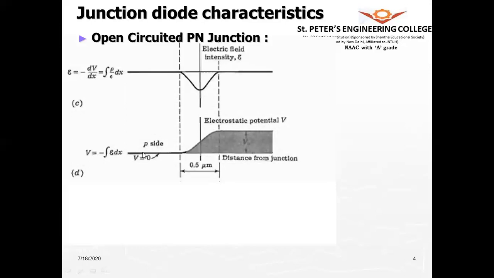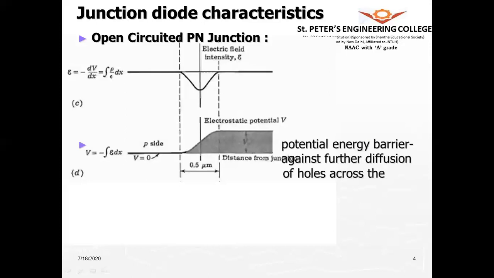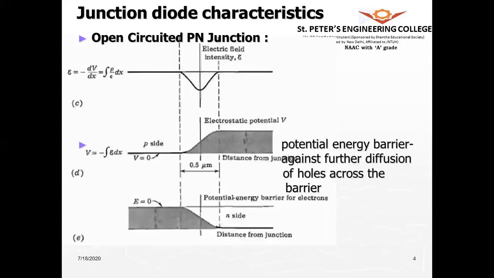For the P side, the voltage will be 0 near the end of the junction on the P side, and as we proceed towards the junction and the end region, the potential will rise. Similarly, we can see for the N side also. As we vary the distance from the junction, we can see the rise in the potential for the N side.